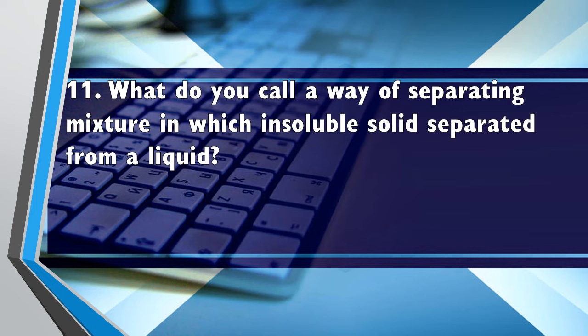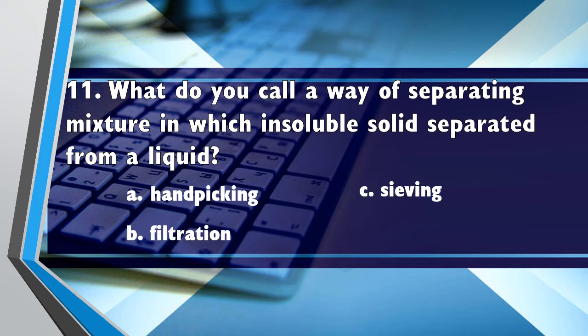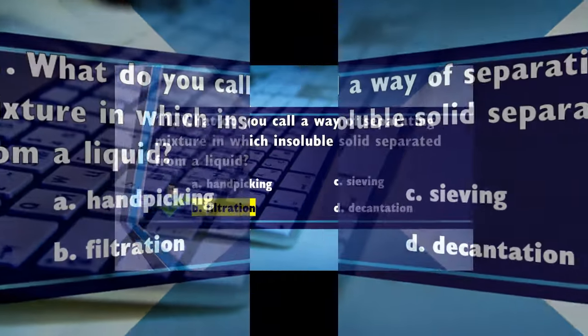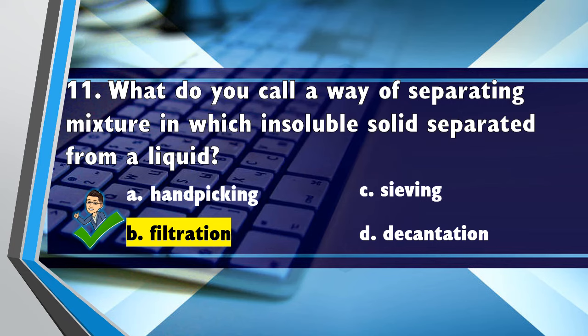Number 11. What do you call a way of separating mixture in which an insoluble solid is separated from a liquid? A. Hand picking. B. Filtration. C. Sieving. D. Decantation. The correct answer is letter B. Filtration.